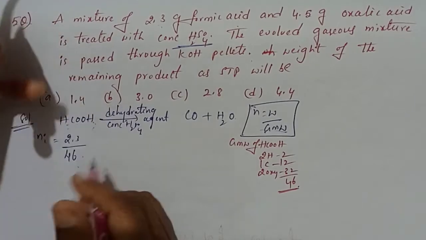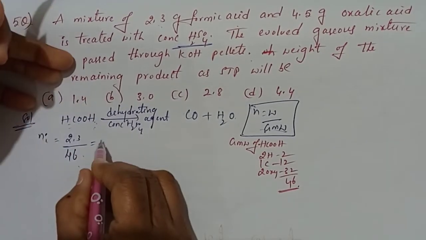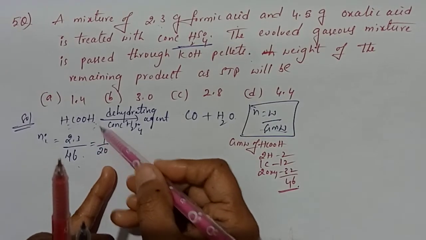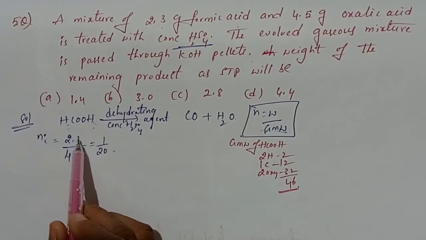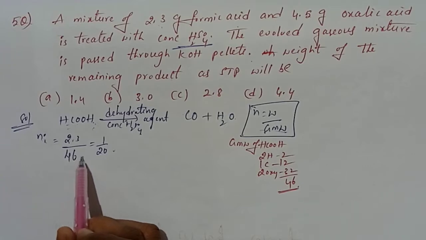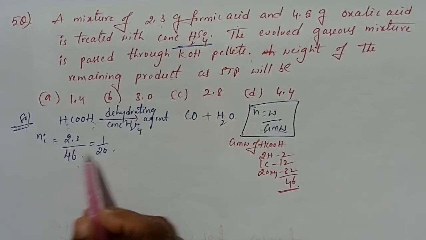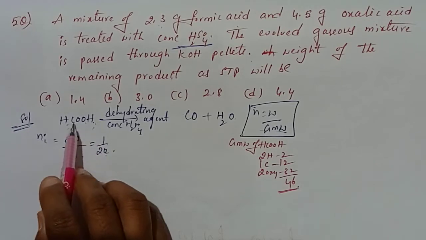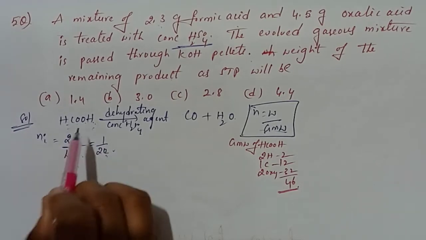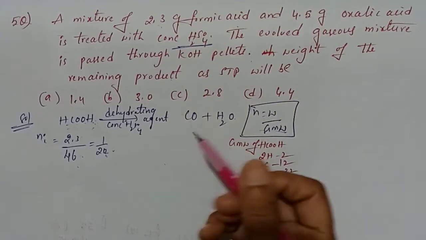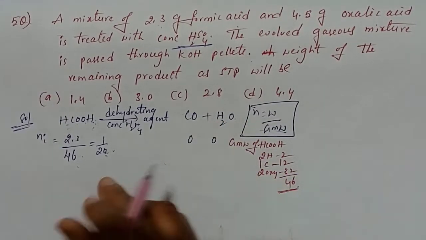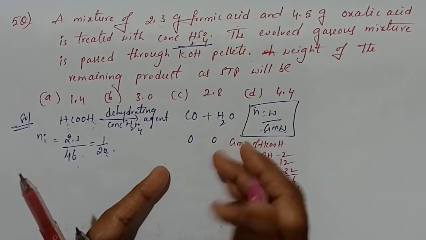2.3 by 46 is equal to 1 by 20. Correct? So that means the initial number of moles of formic acid is 1 by 20. Clear? We can write 23 by 46 into 10, which is 1 by 20. It is the initial number of moles of formic acid, and initially the number of moles of products, CO and water, we are taking as 0.